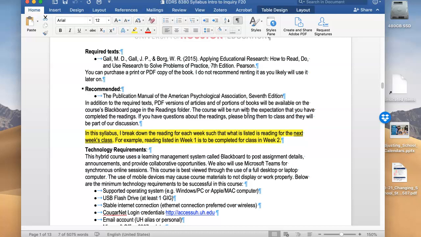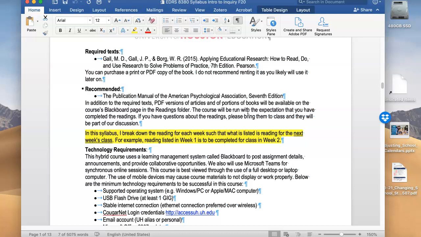You can purchase this in print or you can purchase the PDF. You can also rent it. I don't really recommend renting it, just because I think you'll find the textbook to be very useful throughout the course of your studies. That said, I have no preference for whether you buy it in digital form, which is how I have it, or in print. That's really about your preferences and how you like to read.